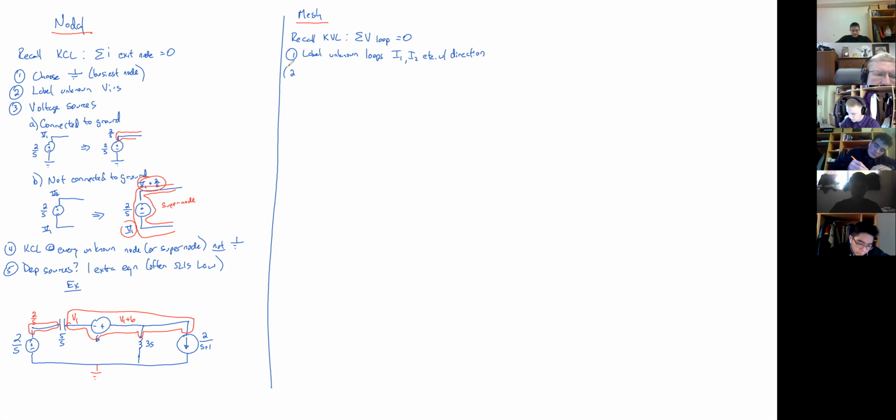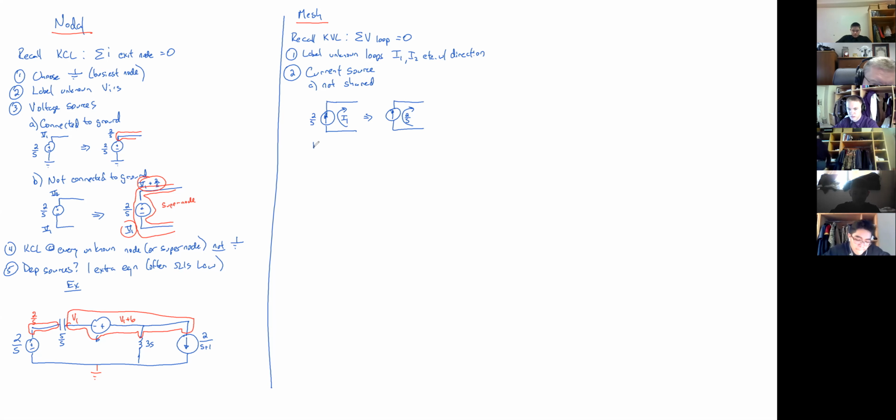And just like nodal didn't like voltage sources, we had to do something with them, mesh doesn't like current sources. And for every current source, if it's not shared, well, then it really isn't an unknown mesh. If you've got this current source, then you know exactly what that I1 has to be: 2 over S.